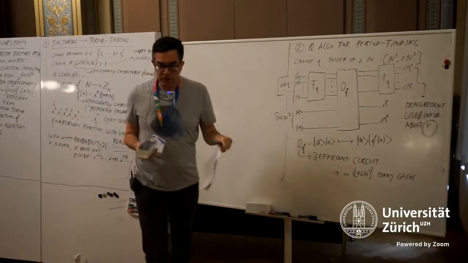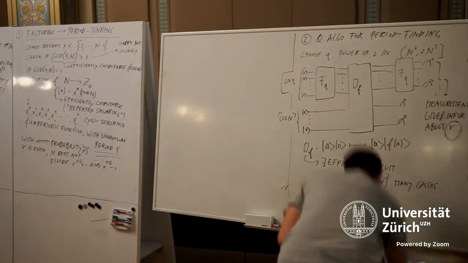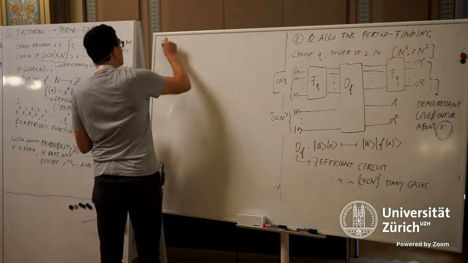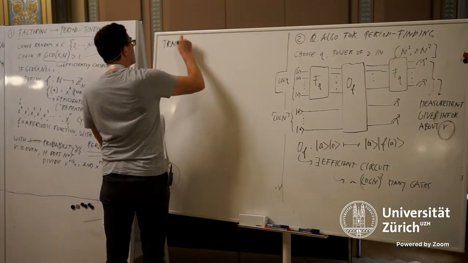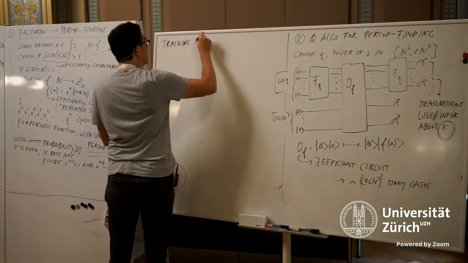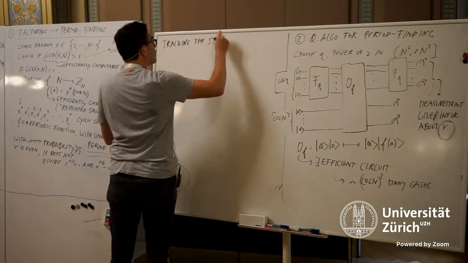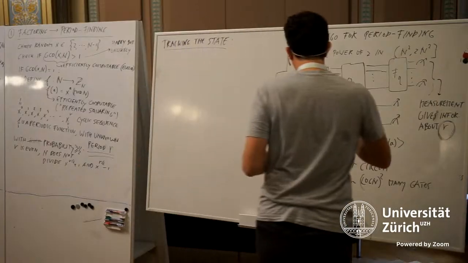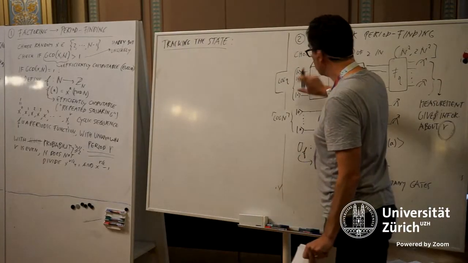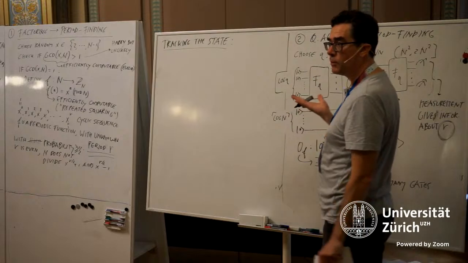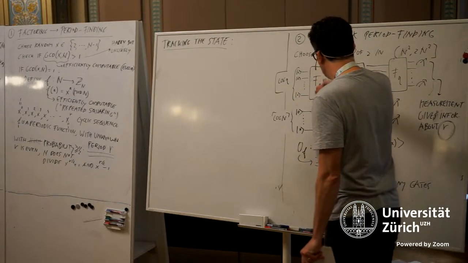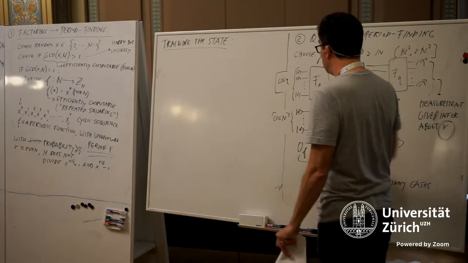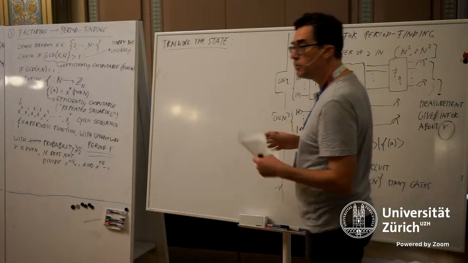Okay, so let's trace the state as it goes through this circuit and see what actually happens. Let's track the state. So what are we doing here? In the first register, we start with a bunch of zeros and we apply a Fourier transform. What this does is put this first register into a uniform superposition over all the integers A that are representable by this many bits.